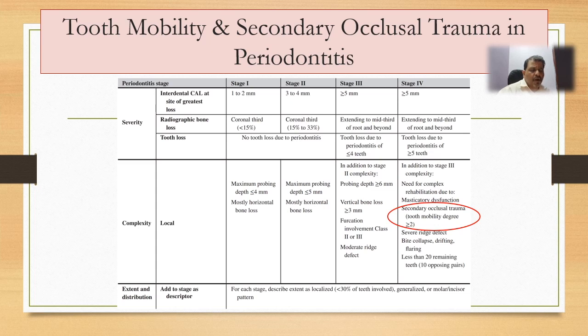Stage 4 is compromised with a greater amount of tooth loss, in addition to other factors that complicate periodontal disease and its management, like, significantly, secondary occlusal trauma with tooth mobility greater than degree 2. So what is secondary occlusal trauma, and how does tooth mobility and secondary occlusal trauma complicate disease presentation and its management? We shall be looking at this through the rest of this presentation.